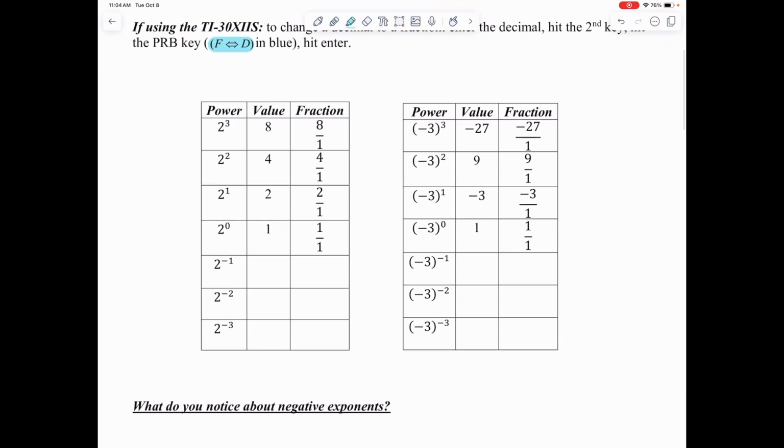So you're going to pause the video and fill in these two tables on your own. Then you're going to answer the question that you see underneath. What do you notice about negative exponents? So at this time, pause, complete the discovery activity, then resume the video to go over your answers.